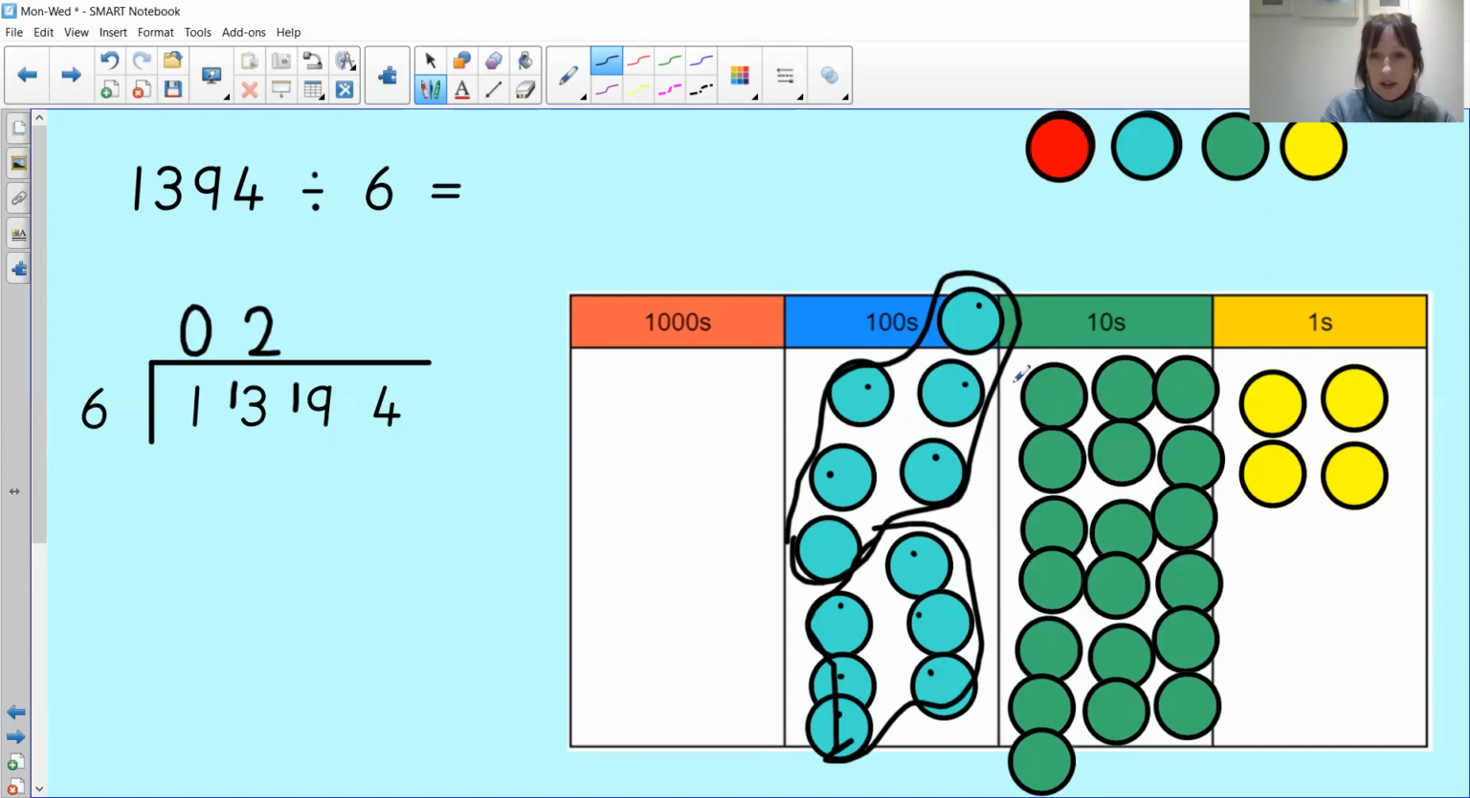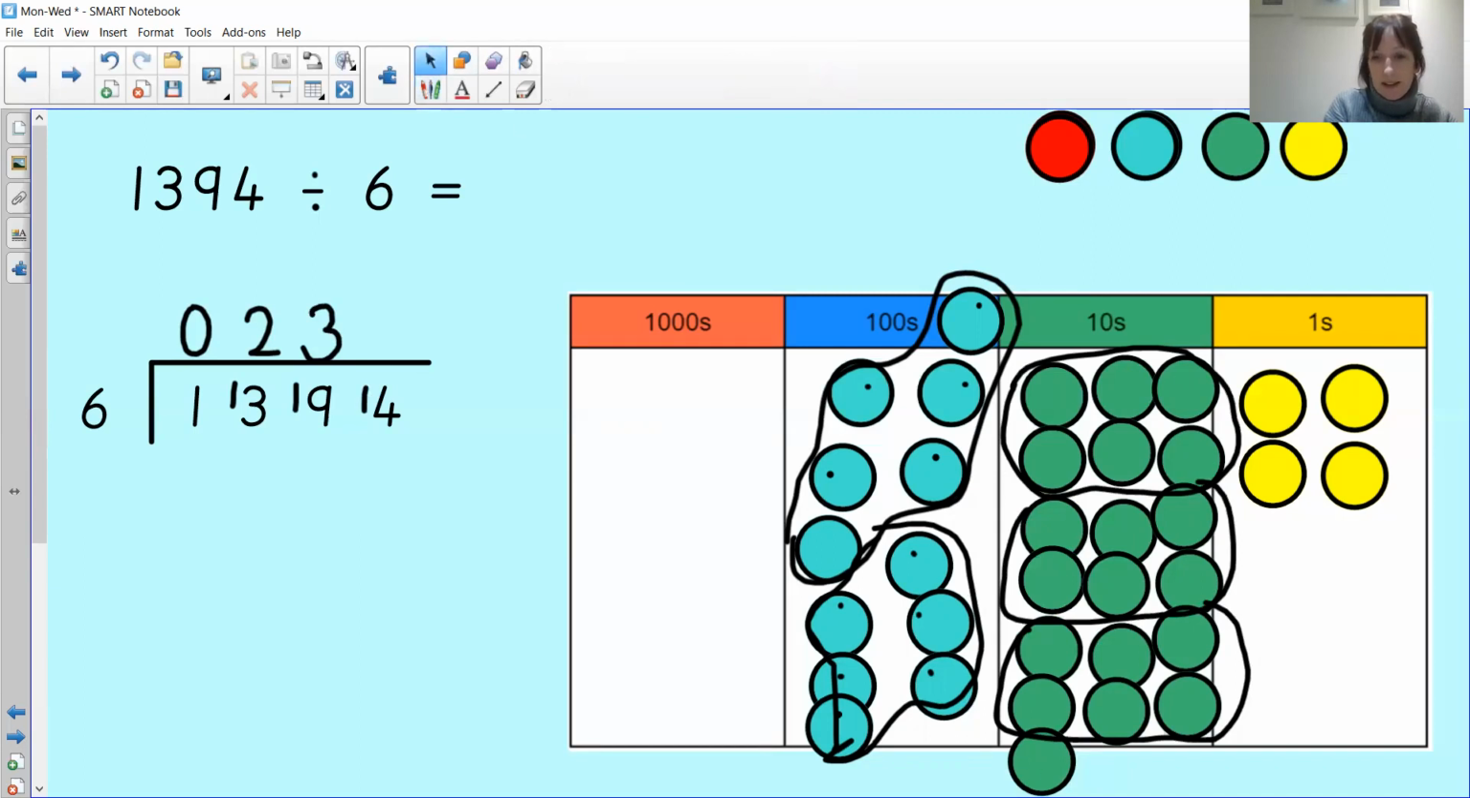Let's have a look. So that's 1 group of 6. We've got another group of 6. And we can make another group of 6. So I've got 3 groups of 6 and 1 left over. So let's write my 3 groups here. And the 1 left over, I'm not going to just forget about it, chuck it away. I'm going to exchange it for 10 ones. So let's take that 1 left over. I'm going to give it back and exchange it for 10 ones.